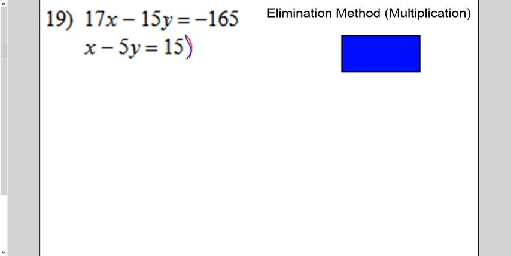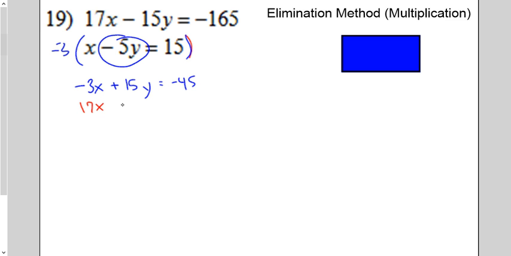Here we go. This is negative 15y. If we could just make this right here a positive 15y, it would just cancel out. Well, if I multiplied it by negative 3, we can make that happen. Now, do you want to multiply by a negative 17 or by a negative 3? Me, I vote for the negative 3. So let's just go through and multiply it. Negative 3 times 1x is negative 3x. Negative 3 times negative 5y is 15y. And negative 3 times 15 is negative 45. Much easier than multiplying by negative 17.